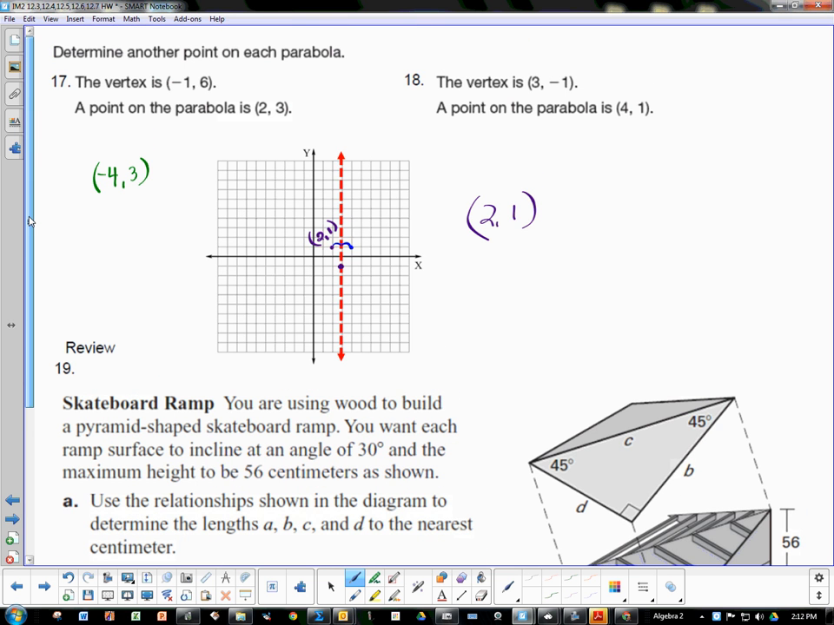All right, and that concludes this section 12.5 homework.